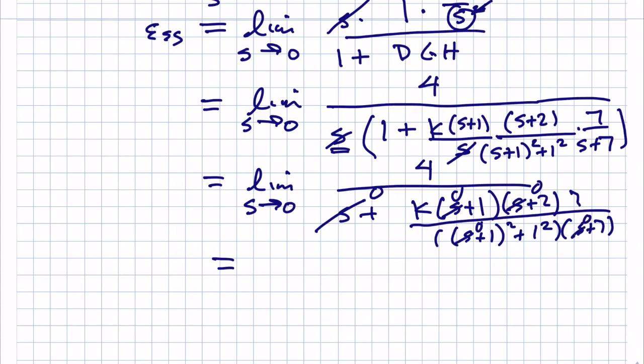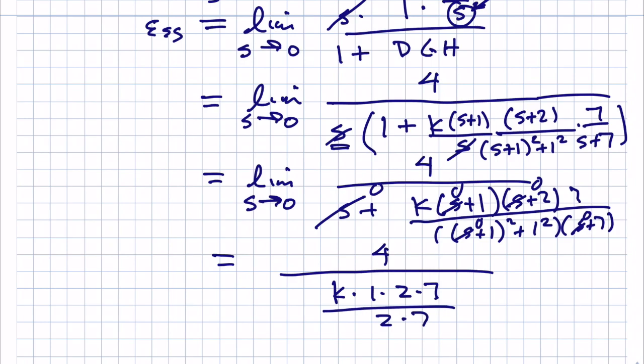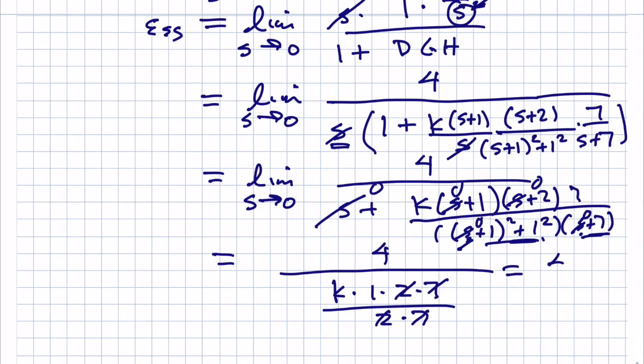And we just get finite numbers at the end, and it would be 4 over K times 1 times 2 times 7 divided by 2 times 7. All right, you see what I'm doing. I plug in 0, I get the 2 on the bottom here. Plug in the 0, I get the 7. And so these cancel, and my final answer turns out to be 4 over K. All right, so if I increase the gain K, I improve the steady state tracking error to a ramp.